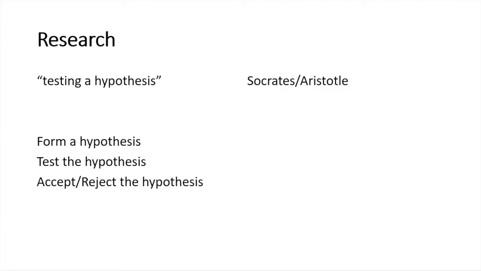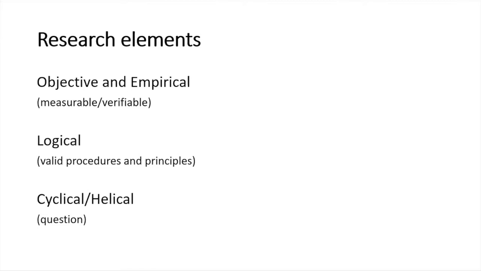And then there are elements to research. It must be measurable and it must be verifiable, i.e. objective and empirical. The procedures to achieve research are valid, and there are principles. But most importantly, research leads to more questions. Just like audit, it is a cyclic or a helical process, and we go along answering questions as we learn. So the best example I can give about research that has happened is the quest for the DNA.